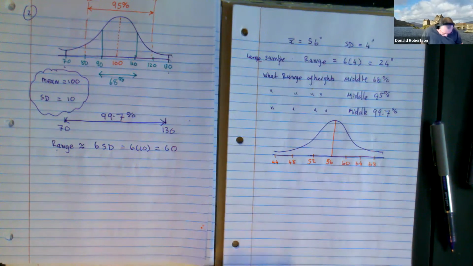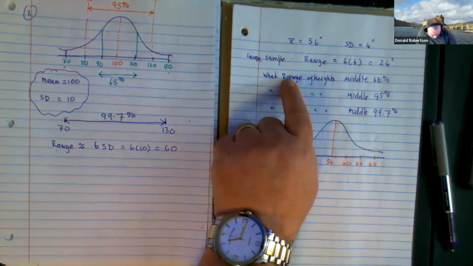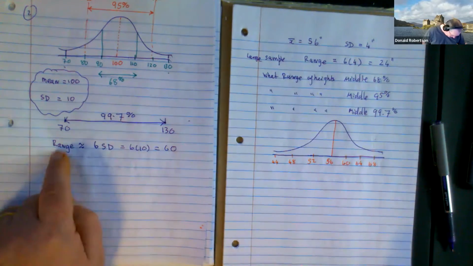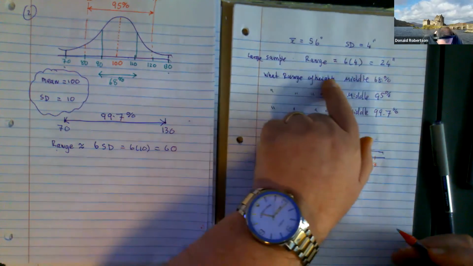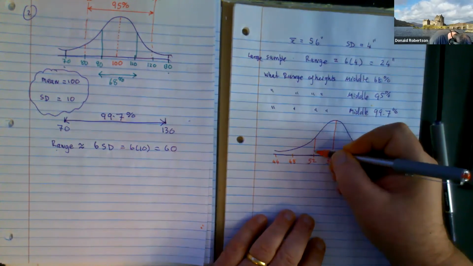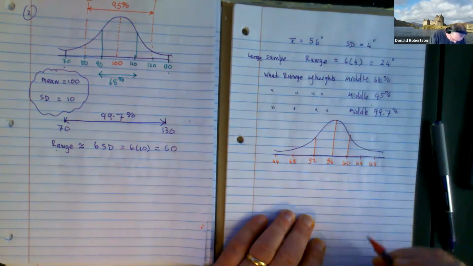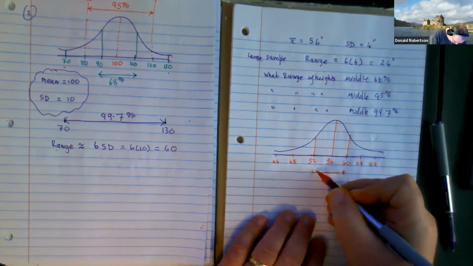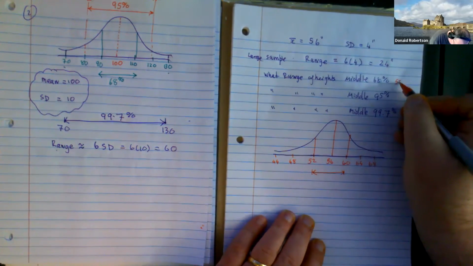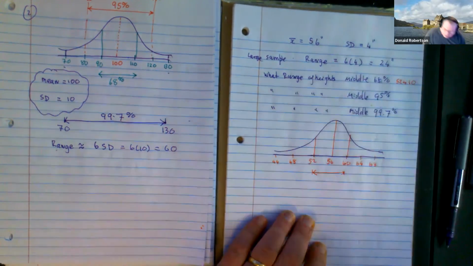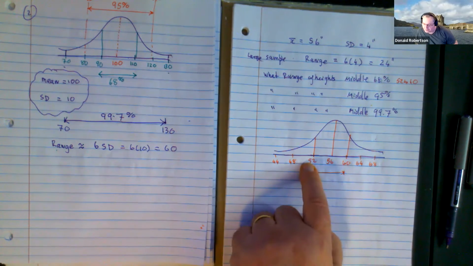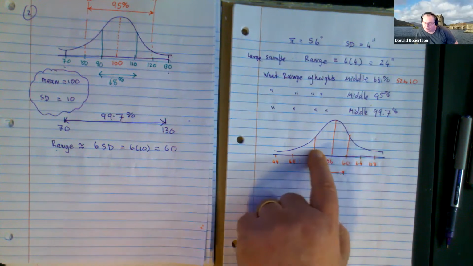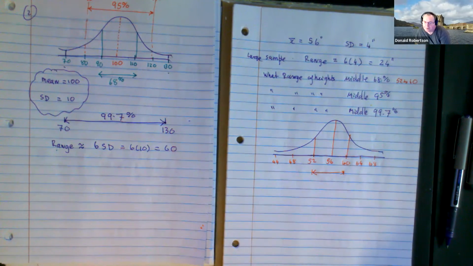Right. Now, you want to know what range of heights. Now, when I use the word range of heights, I don't mean the word range. I know it's the same word. I just mean from the smallest to the biggest, right? So if I wanted to know the range of heights for the middle 68, wouldn't it be 52 to 60? Are you happy with how I figured that out? That in 52 to 60 inches, that's where the middle 68% of all Scots people would lie.